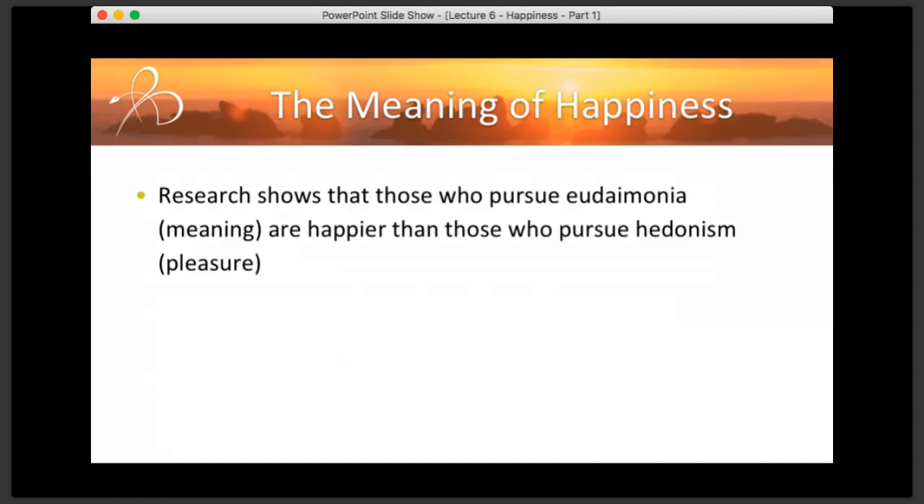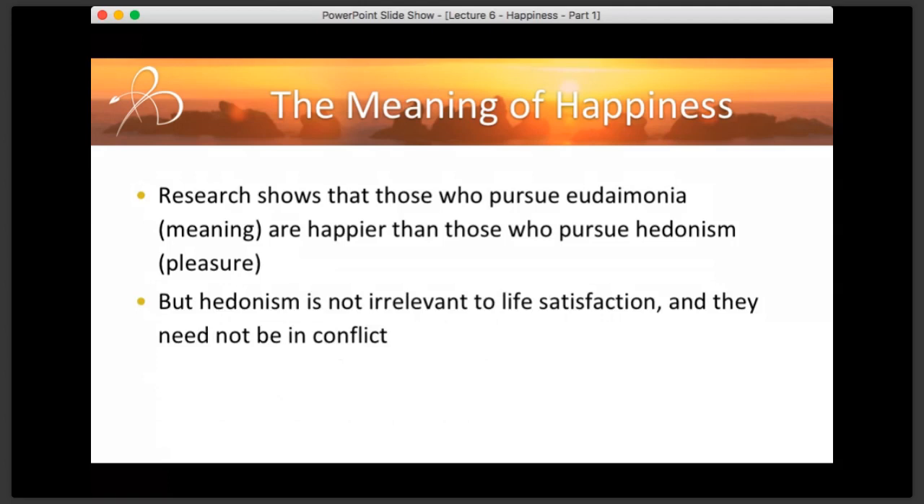Research shows that people who pursue meaning and purpose, eudaimonia, are happier than those who pursue pleasure. But wise researchers in the positive psychology field caution us against drawing too big of a distinction between these, because hedonism is not irrelevant to life satisfaction. And in reality, eudaimonia and hedonism, if you measure them, often go together. They don't need to be in conflict.